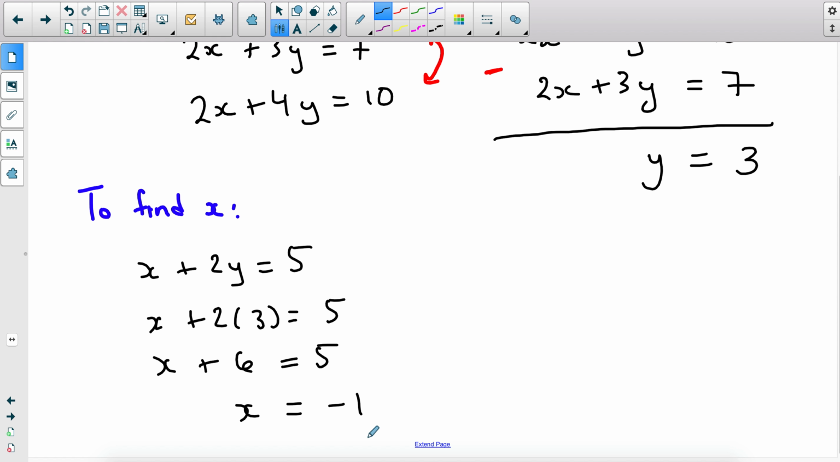is equal to -1. So your solution is x equals -1, y equals 3, which matches the coordinates we got in the beginning, in the first part of the video, in the graph, and using the substitution method.